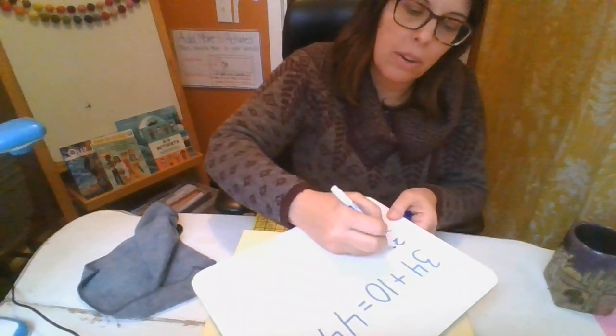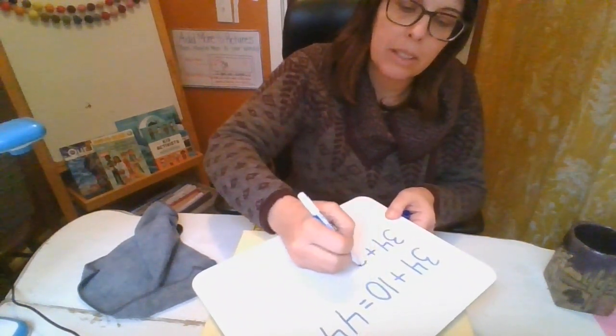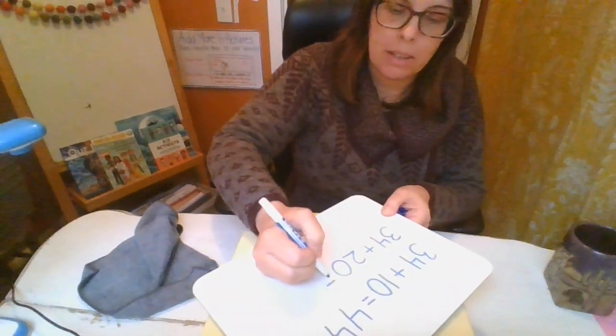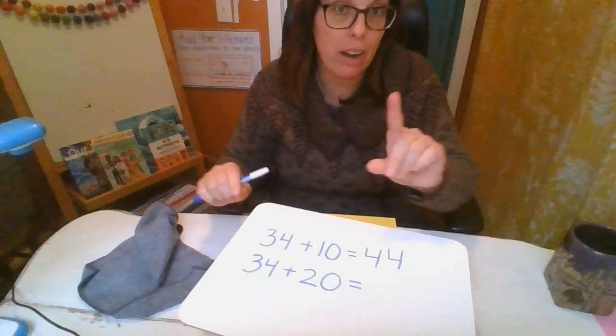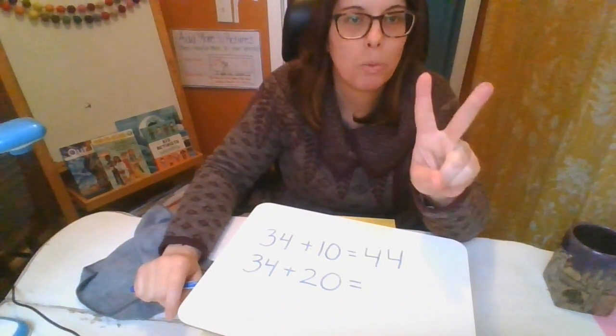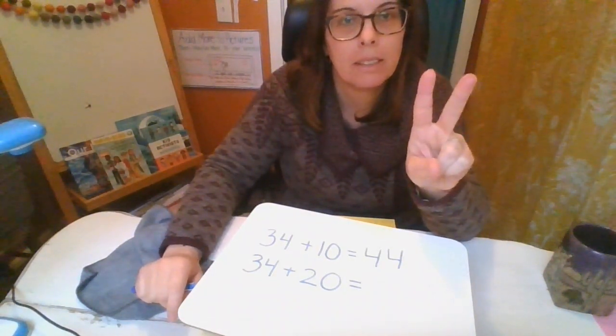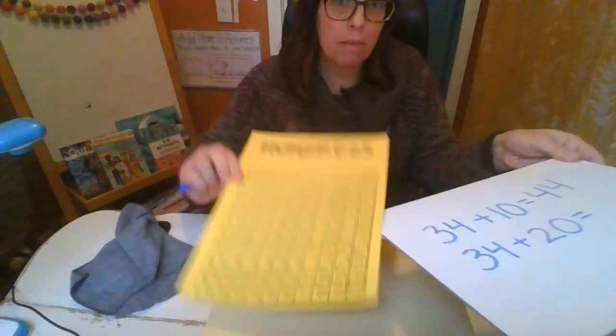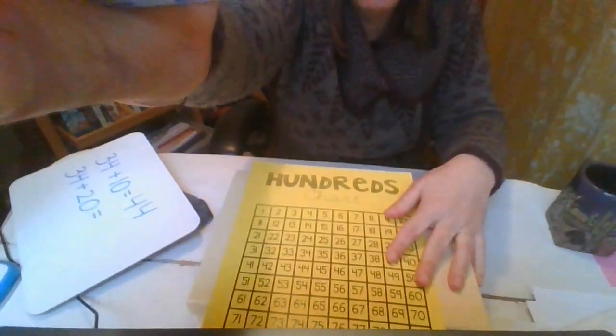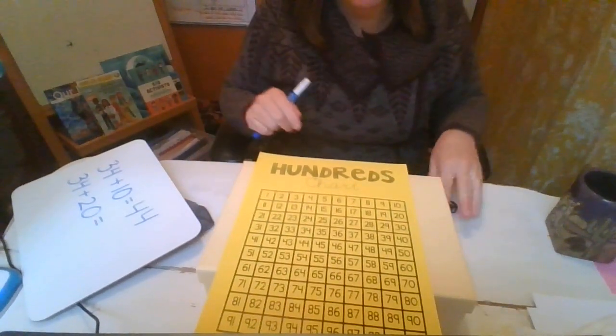Like, let's see if we did 34 plus 20. How many tens is 20? Let's figure that out on our fingers. 10, 20. How many tens is it? 2, right? It's 2 tens. Okay, so let's look at this paper again. My hundreds chart, okay? So we're going to start at 34.